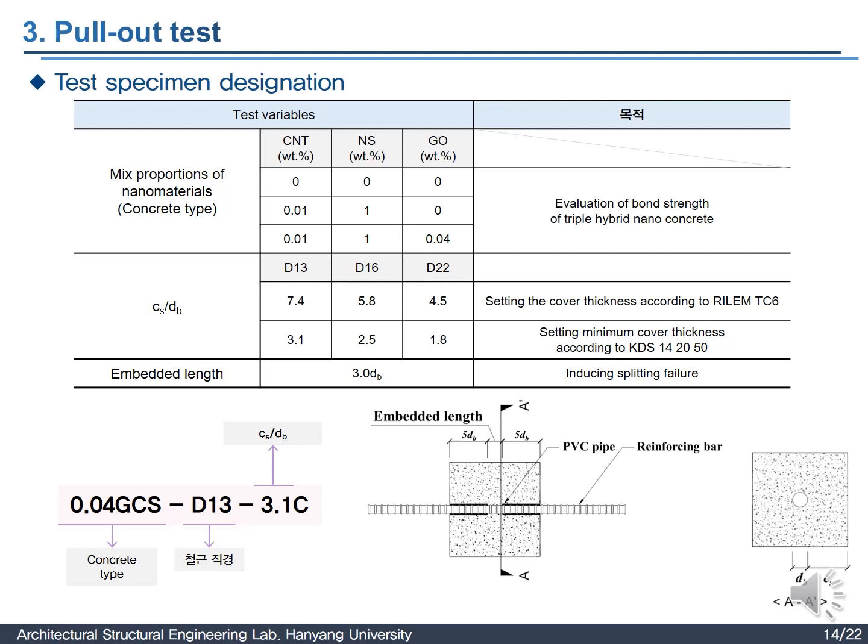Based on the material test results, the variables of the pull-out test were set. First, in order to evaluate the bond stress due to the incorporation of nanomaterials, the same concrete mixing ratio as in the material test was used. In addition, since the cover thickness compared to the diameter of the rebar is a factor that affects the bond stress, the cover thickness was fixed while the rebar diameter was changed. In order to induce splitting failure of the specimen, the embedment length of the rebar was set to 3 db.